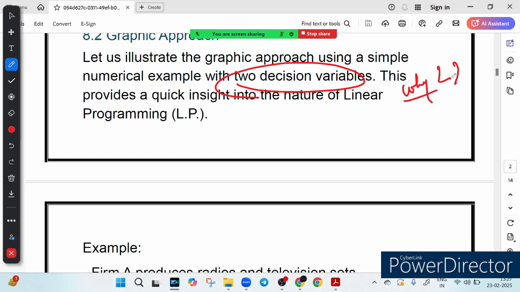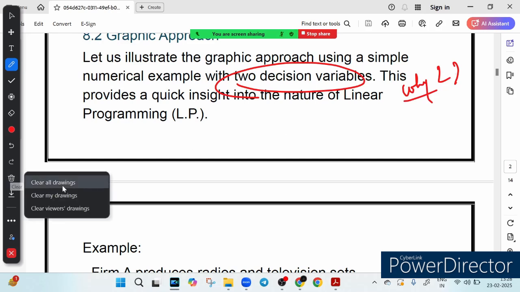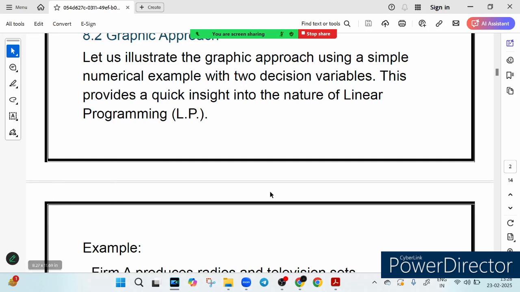Why two? The answer is because we can easily plot them on a graph and find the best solution visually. Two variables can be easily plotted on the graph. Let me give you an example. So here is an example in front of you. Remember, this graphic approach is useful for two variables only.